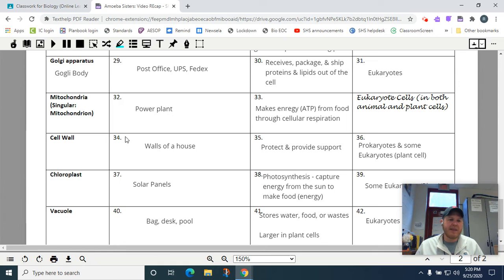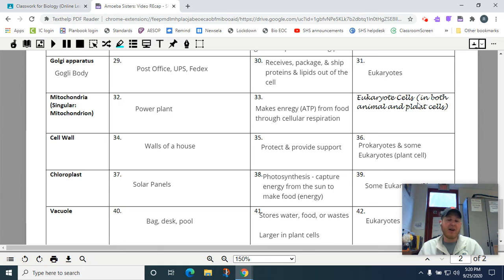Now, next is something that most people usually remember. This is probably one, other than the nucleus, this is probably one of the most popular organelles, the mighty mitochondria. So the mighty mitochondria, or just the mitochondria, is the powerhouse of the cell, or it's a power plant. And so we call it a power plant because what it does is it makes energy. So it takes the food that you eat and it makes energy, and that energy is called something called ATP. And we'll talk about ATP later in the year. So eukaryotes are going to have this. Now, it says in both plant and animal cells.